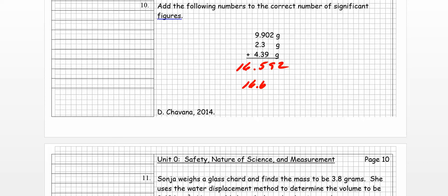All right, let's go ahead and get started. We want to continue on with Unit 0. This is the 8th installment. We are going to be continuing with our challenge questions. So let's take a look at number 10.